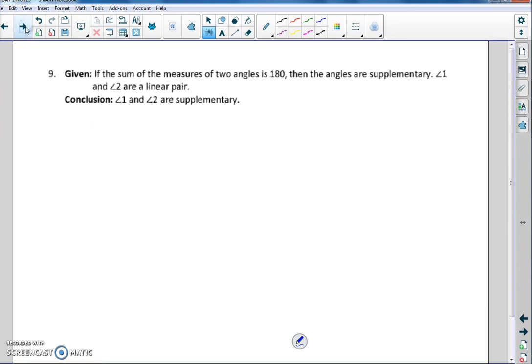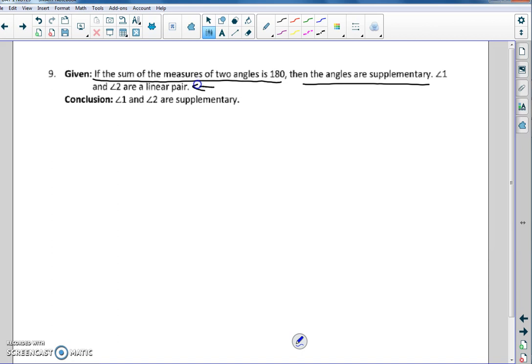If the sum of the measures of two angles is 180, then the angles are supplementary. So if they tell me the sum of the measures is 180, then the angles are supplementary. Well, do they tell us angle 1 and 2 are, the sum is 180? If you have to bring in prior information, then you can't really say it's valid. So you've got to read these exactly like they're given to you. You can't pull in this other information that we know.